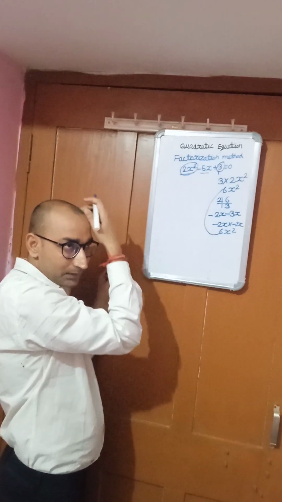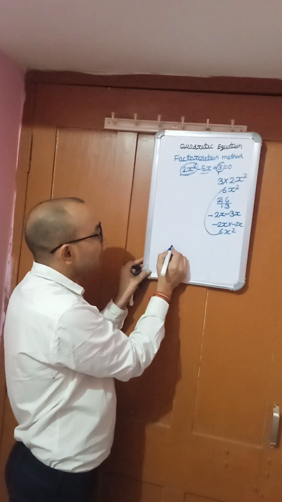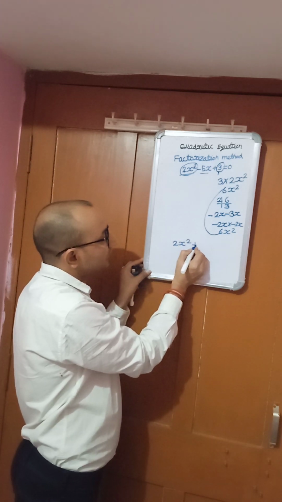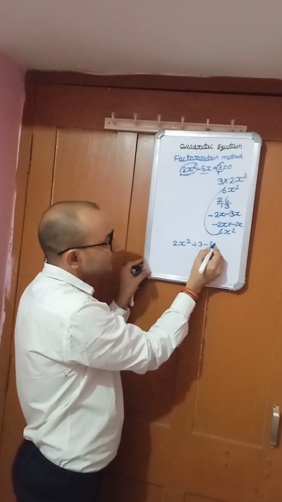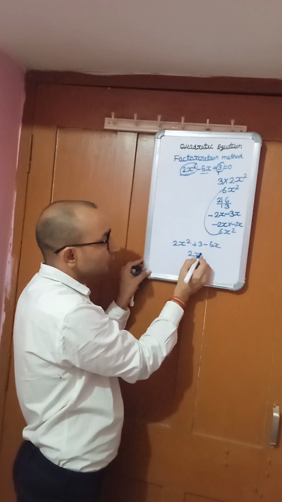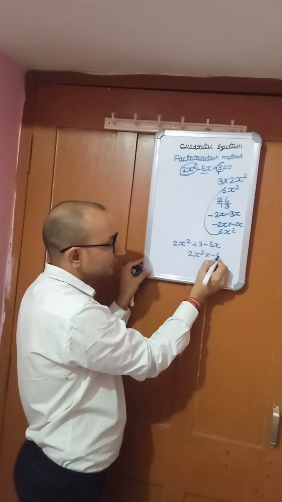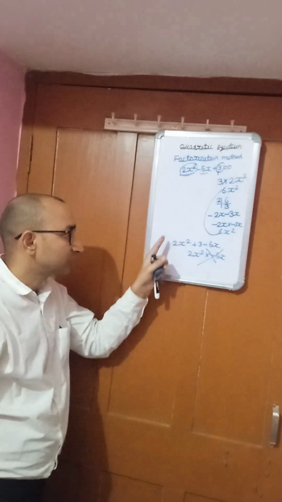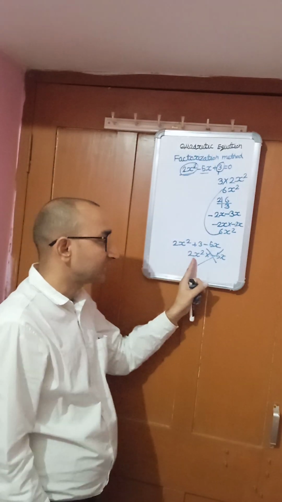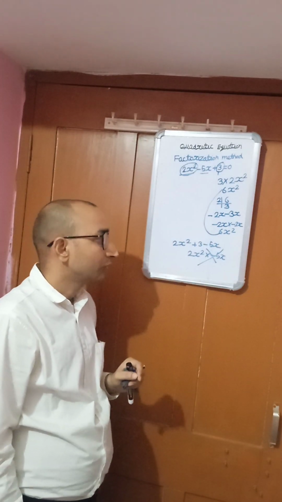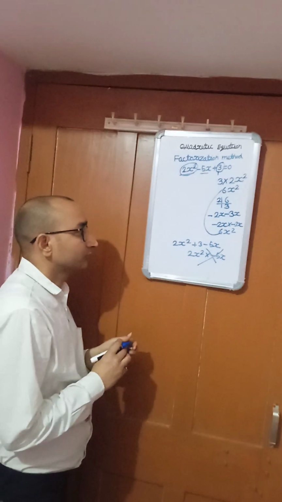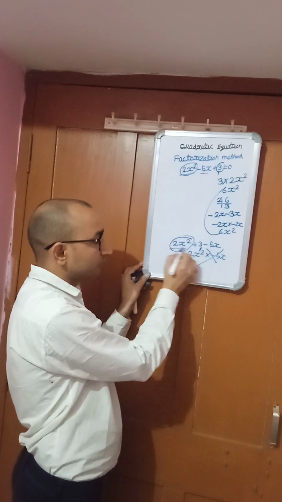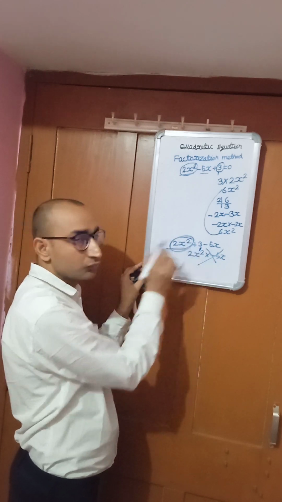Sometimes I have seen that students, if the equation is written in this way, 2x square plus 3 minus 5x, multiply 2x square into minus 5x, which is wrong. We can't solve the given quadratic equation by this method. We have to multiply 2x square and the constant term.